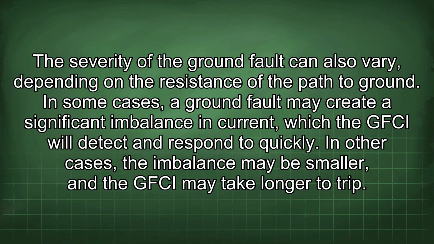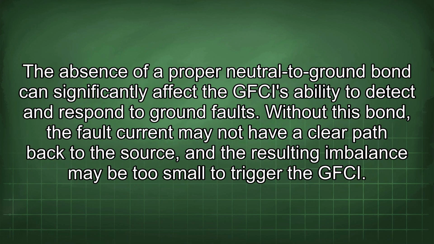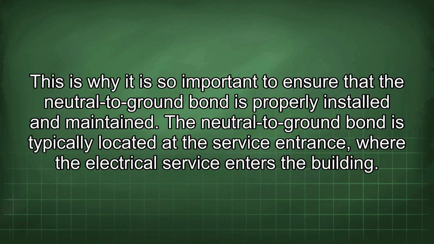In some cases, a ground fault may create a significant imbalance in current, which the GFCI will detect and respond to quickly. In other cases, the imbalance may be smaller and the GFCI may take longer to trip. The absence of a proper neutral to ground bond can significantly affect the GFCI's ability to detect and respond to ground faults. Without this bond, the fault current may not have a clear path back to the source, and the resulting imbalance may be too small to trigger the GFCI. This is why it is so important to ensure that the neutral to ground bond is properly installed and maintained.